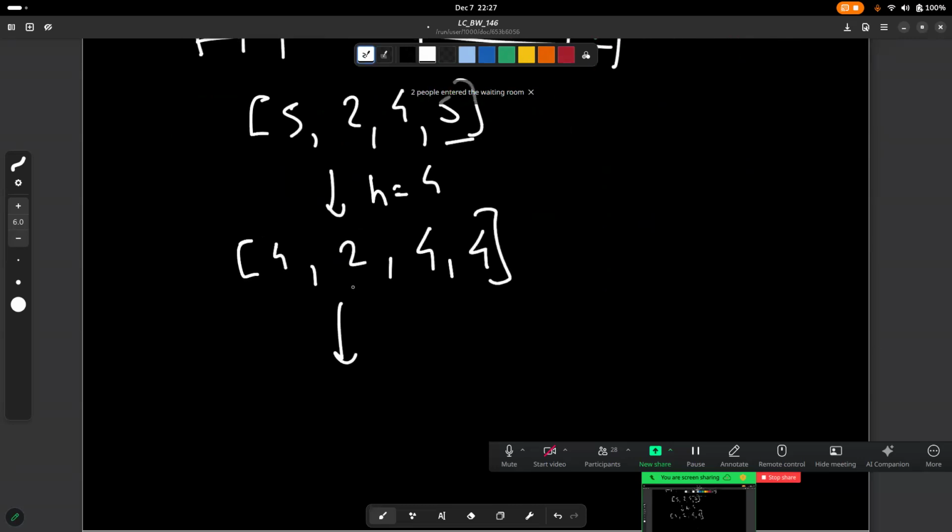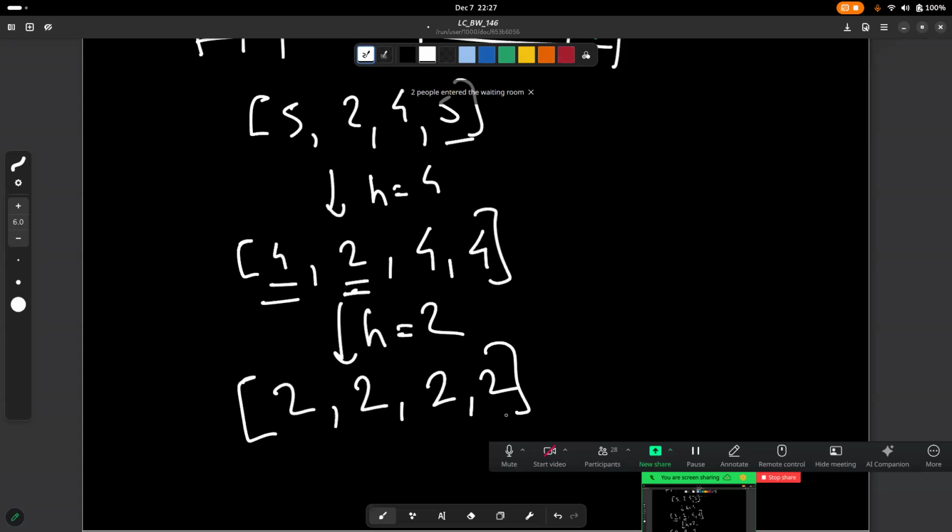In the next operation, we take the second largest level, which is 2. So we take h equal to 2. 4 is strictly greater than 2, so it will be reduced to 2. This 2 is less than or equal to 2, so it will remain unchanged. Similarly, the last two 4s will be reduced to 2.